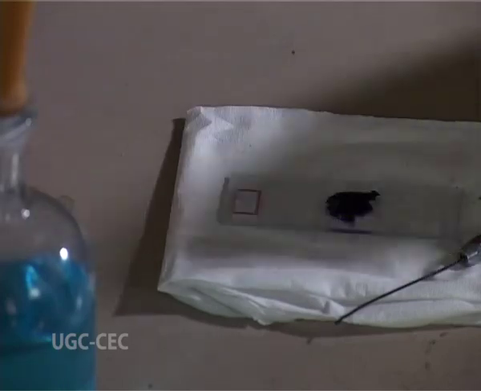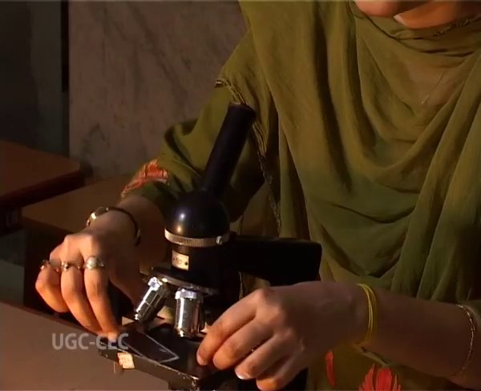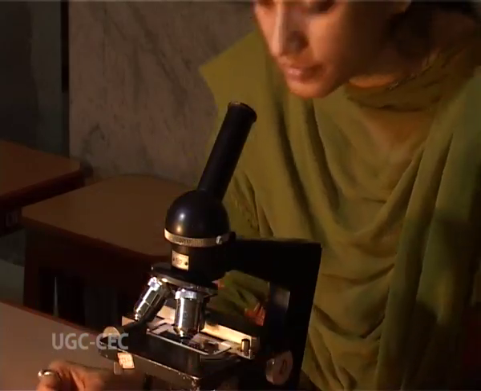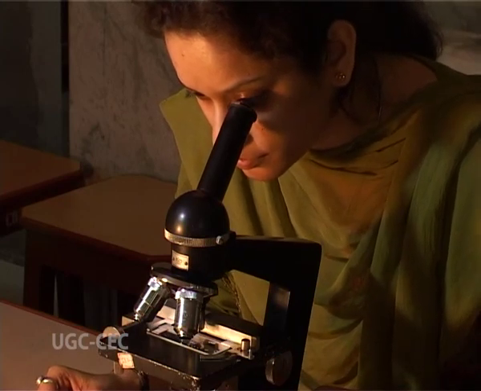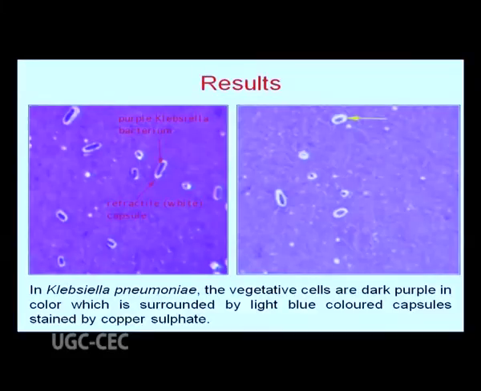Then after keeping it for 2 minutes, it is washed with copper sulfate, dried and seen under the microscope. We will see that the capsules have taken up the copper sulfate color and hence they will appear light blue in color, while the crystal violet, which is a basic dye, will enter the cytoplasm of the bacterial cell and it will become deep purple in color. So in this way, we can differentiate between the capsulated and non-capsulated groups of bacteria.